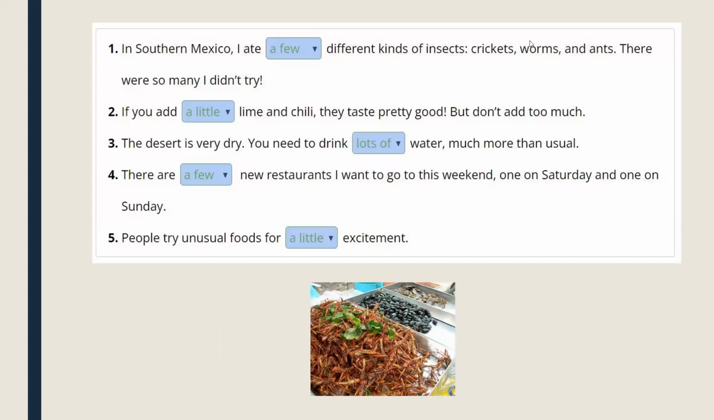Now here, guys, I got an example from the online practice, unit 4, okay? Let's take a look at the examples they gave here, using few, little, lots of. All the sentences are affirmative, okay? So let's take a look. In southern Mexico, I ate a few different kinds of insects. You see, a few. Why? Because different kinds of insects.